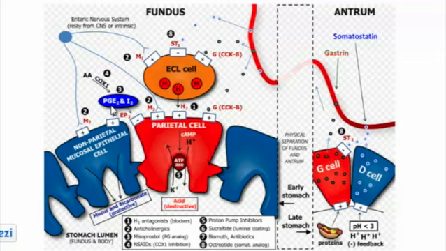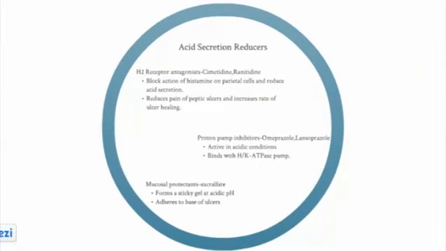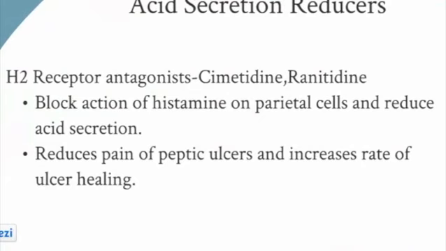Now that we have an understanding of the physiological process involving gastric acid secretion, we'll be looking at the drugs which target particular points in this physiological process. Starting off with H2 receptor antagonists, they block the action of histamine on parietal cells and reduce acid secretion. These drugs tend to relieve the pain of peptic ulcer and also increase the rate of ulcer healing.